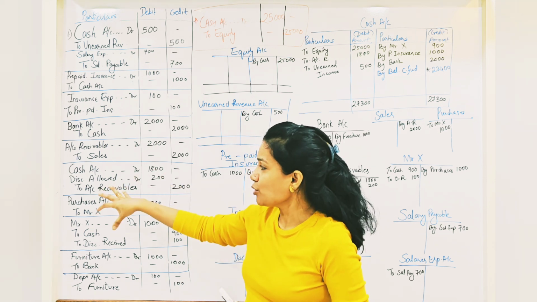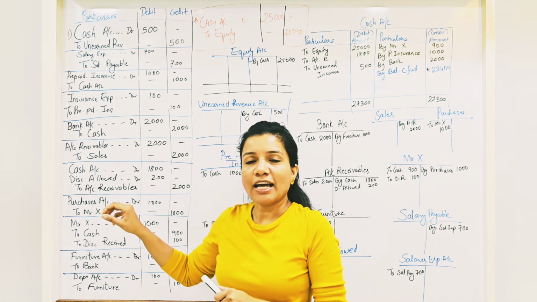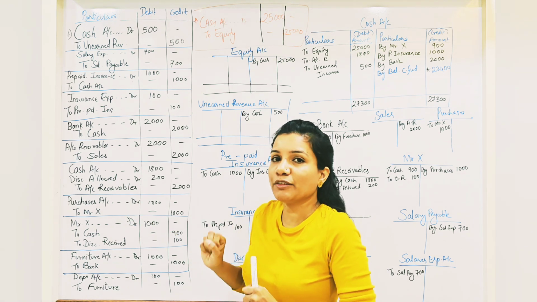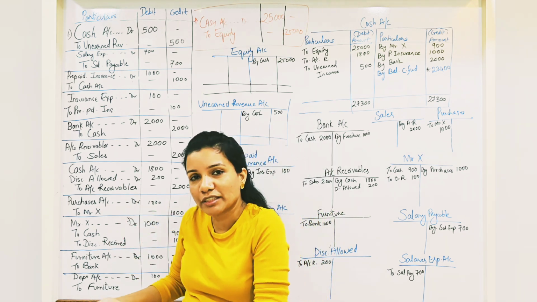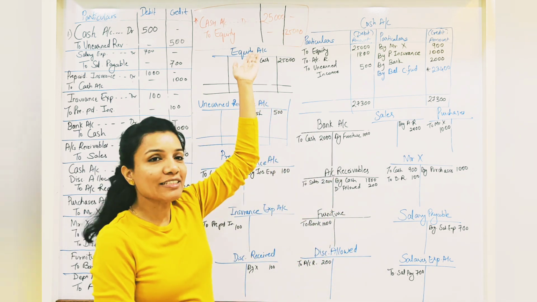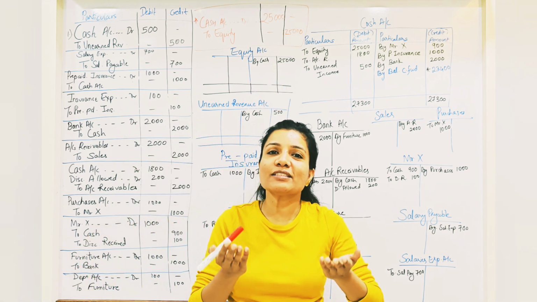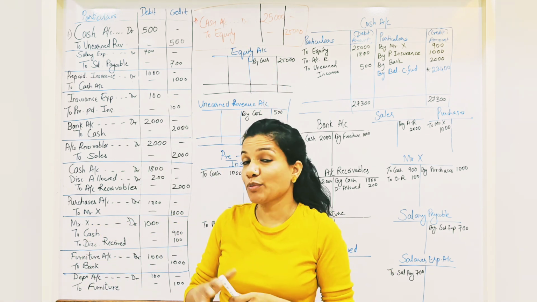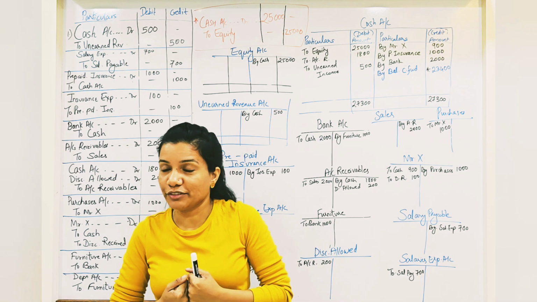So let's say tomorrow if I make some profit here and if I'm not withdrawing that profit, if I'm reinvesting that profit in the business, my equity will increase. When the value of my business increases, my equity increases, provided I haven't withdrawn that profit.